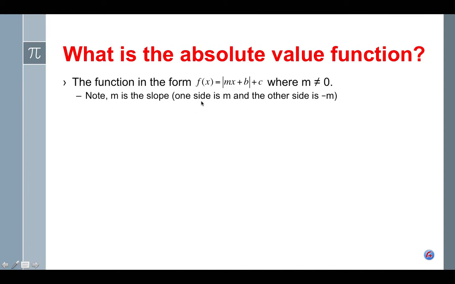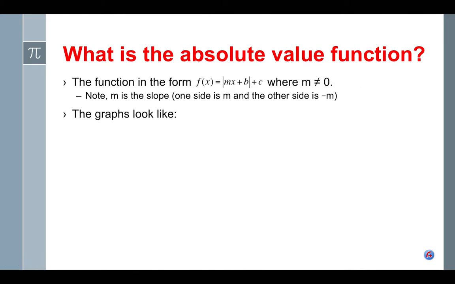What I mean by this one side and other side statement here is across the vertex, and we'll mention that again as we get going. So we're going to note that m is the slope. And what we're going to make a note of is that one side is the m value and the other side of the vertex is the opposite of m. So if m was 3, we would have both a slope of 3 and negative 3 on the graph itself.